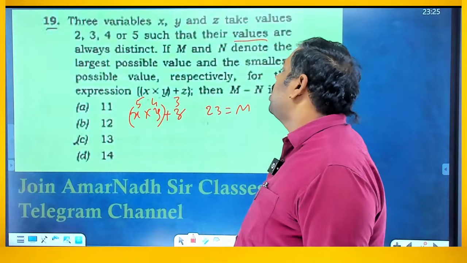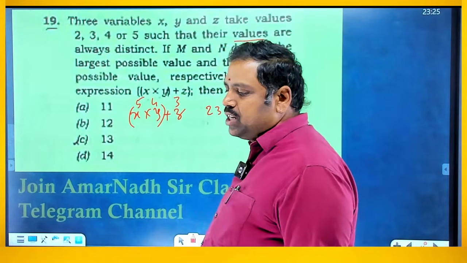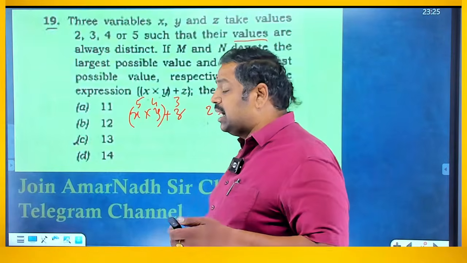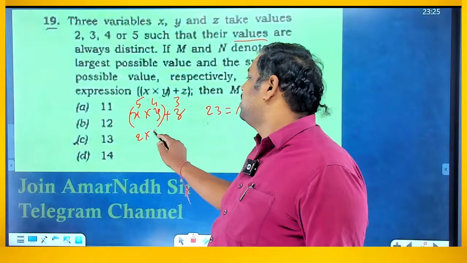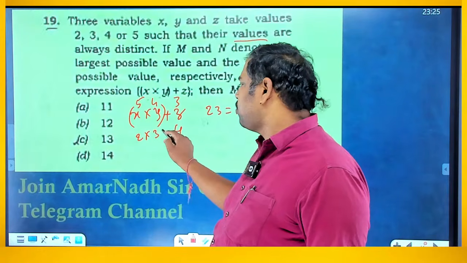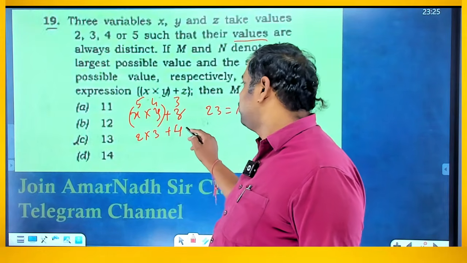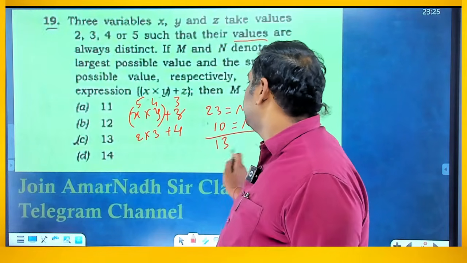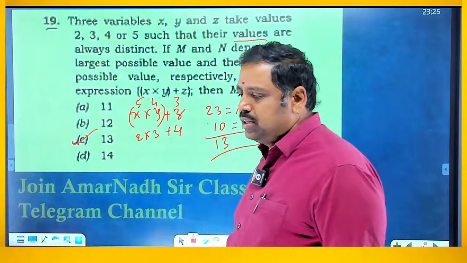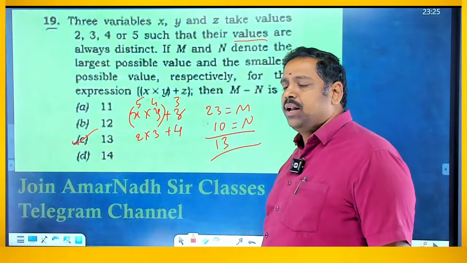And the smallest is n, right? If you want to get the smallest, you have to use the smallest digits, and that too for x and y, the smallest ones in the given question are 2 and 3. For z, the next one, that is 4. 2 3s are 6. 6 plus 4 is 10, right? He's asking m minus n, how much is it? 13. Which option is the answer here? So C is the answer. Understand? Let's see the next beautiful one.